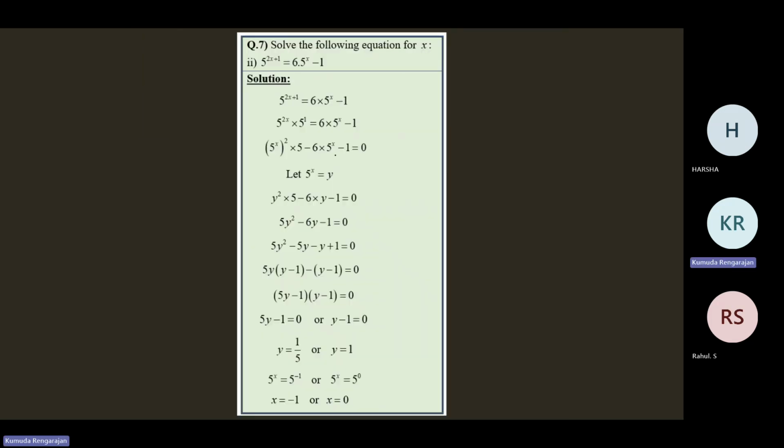This one also, we got a quadratic equation. See, we have 2x here. So we got y square. So one equation, quadratic, split the middle term, find the two values of y and hence find the values of x.